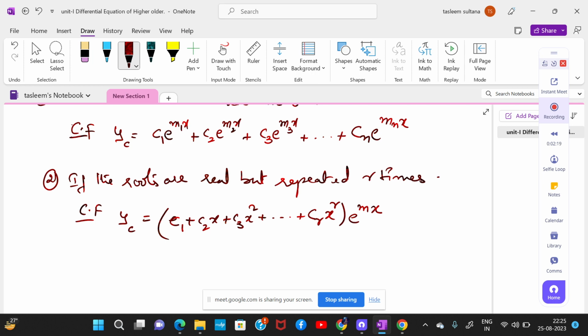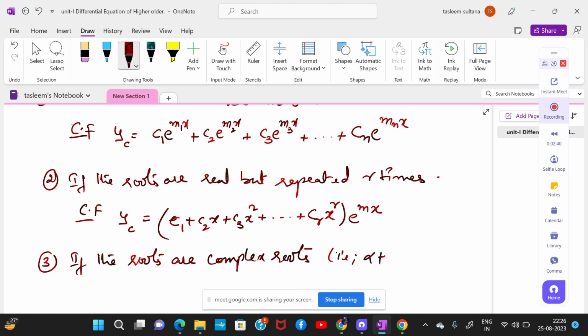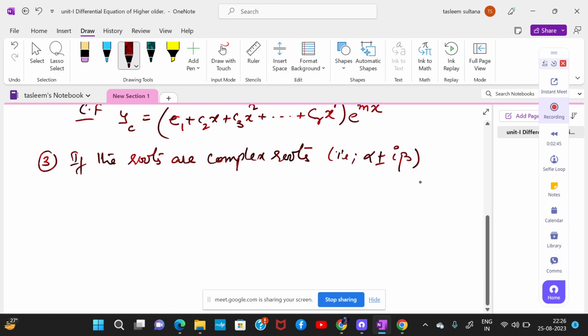Okay. Then the third one, if the roots are complex roots. How are we going to identify it's complex roots? When it is coming in the form of alpha plus or minus i beta. This alpha is going to be a real number and beta is going to be your imaginary part.